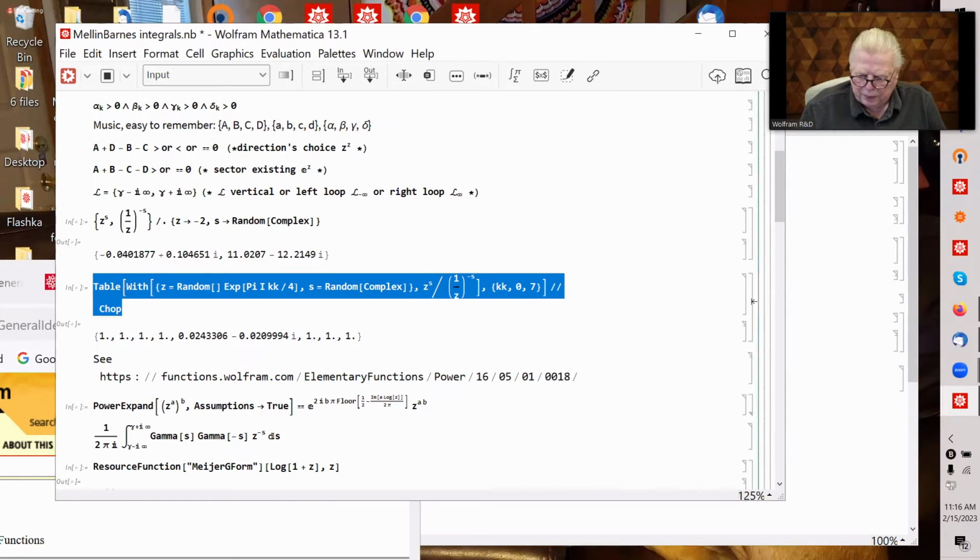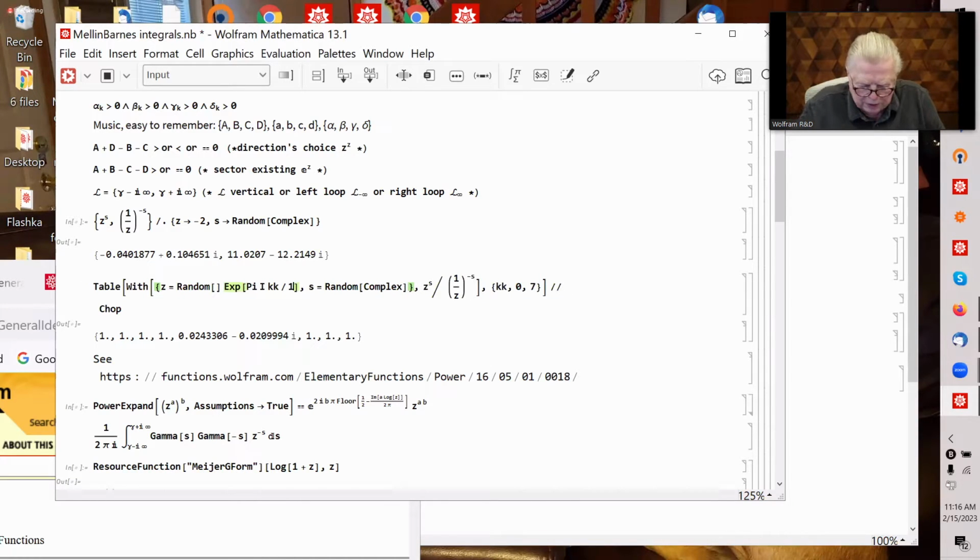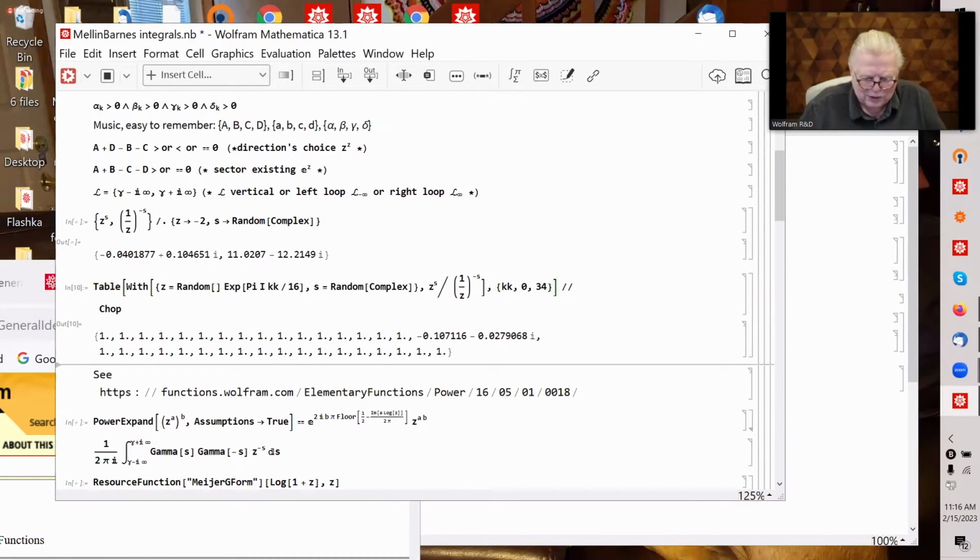I recommend to use this check. Of course, you can apply more often. For example, here you can try something like 16, and here 32, 34, it does not matter. And you will see positions where it is not equal 1. More details about such things you can find in our Wolfram function site.